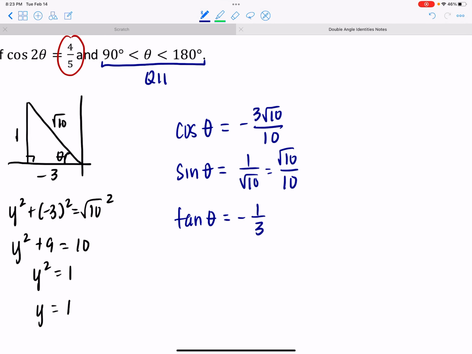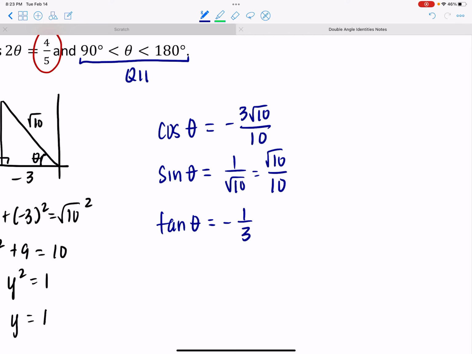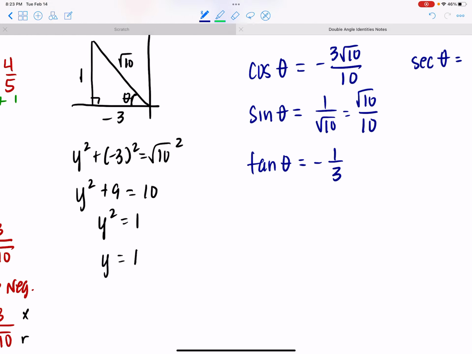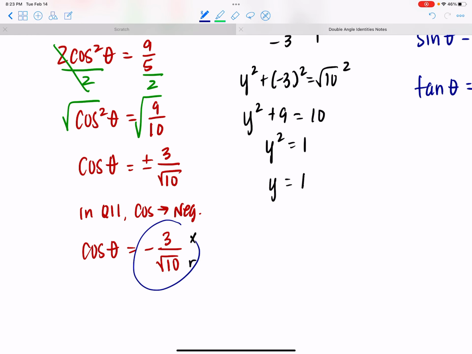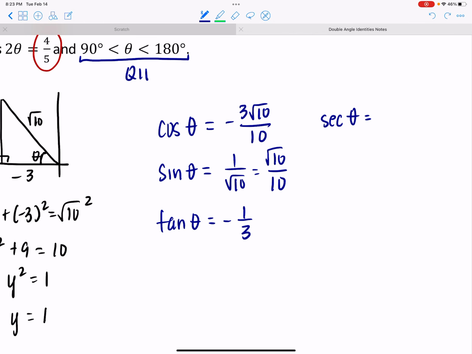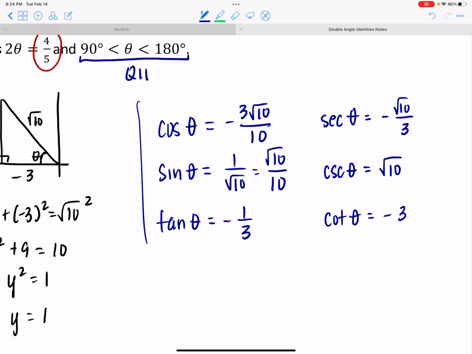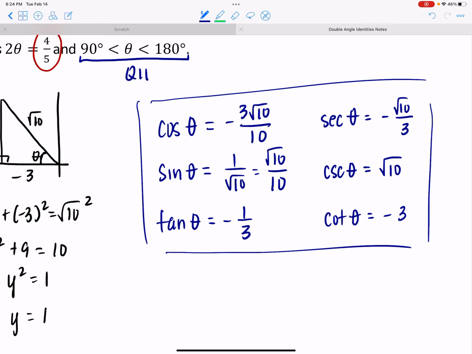And now we can easily find our reciprocals. So the reciprocal for cosine is going to be secant of our angle. And maybe we flip the unrationalized version, which we had over here. So we're looking at negative radical 10 over 3. The reciprocal for sine is going to be cosecant. So the cosecant of our angle is, let's again take the unrationalized version, so just radical 10. And then the reciprocal of tangent is going to be cotangent, and the reciprocal of negative 1/3 is going to be negative 3 over 1. And we did it. There's the value for all 6 of our trig functions.